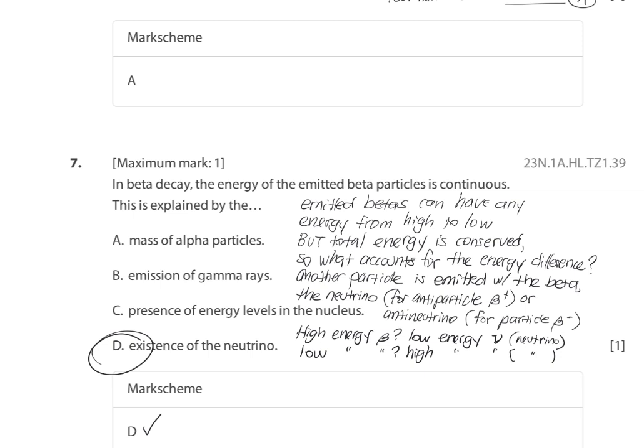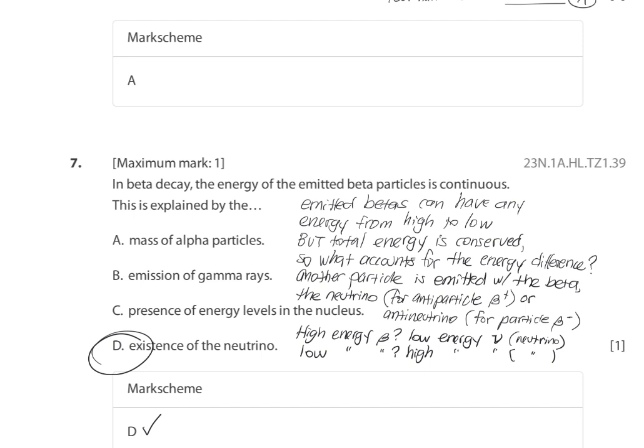All right, so emitted betas can have any energy from high to low. So the energy is continuous. They can have any energy they like, but the total energy has to be conserved. So if the beta particles can have any energy they like, there needs to be some way to account for high energy, low energy. The total energy is constant.